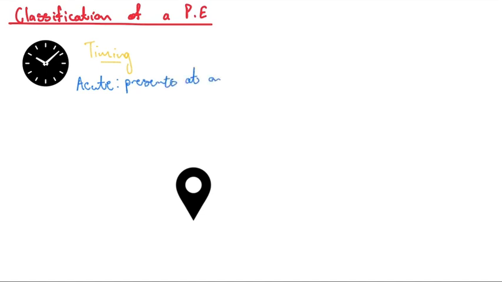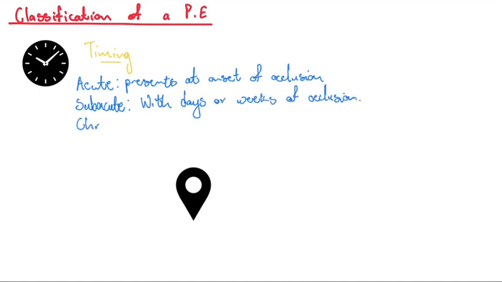Classification of a PE. Classification by timing. The PE can be acute, presenting at the onset of the occlusion, or it can be subacute, presenting within days or weeks of the occlusion. It can also be chronic, where the PE presents with complications of pulmonary hypertension.